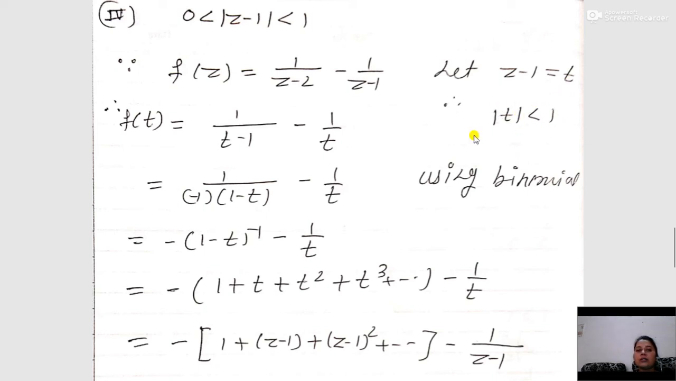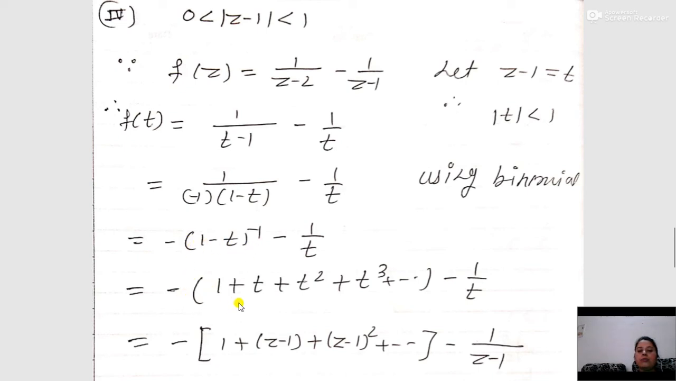Since mod t is less than 1, from the first term we can take minus 1 as common. Therefore the denominator will be minus 1 into 1 minus t, and we have shown that mod t is less than 1. Therefore this bracket can be expanded using binomial theorem. So this can be written as minus 1 into (1 minus t) inverse, and this is a single term, so no need to expand it. So this can be expanded using binomial theorem.